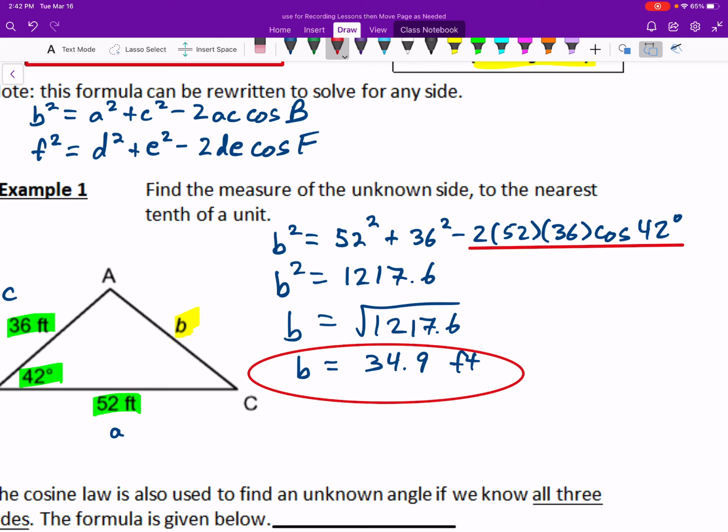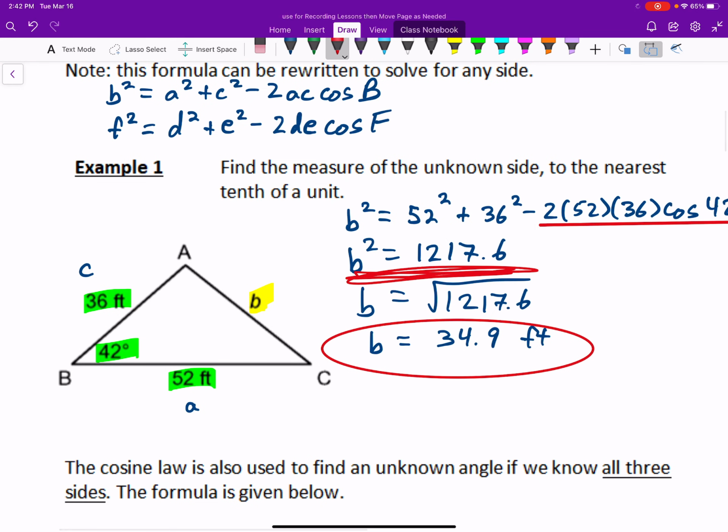The last thing I would do is just check, does my answer make sense? So in other words, say you forgot to take the square root back up here. If you thought the final answer was 1217, you probably wouldn't make that mistake if you compared it to the other side lengths. It's not likely that you're going to have one side length be 36 and the other be 52 and the other be 1217. That should raise a red flag, and then you might remember, oh yeah, I still have to take the square root.